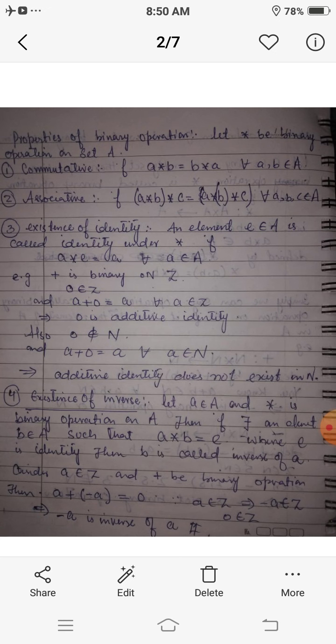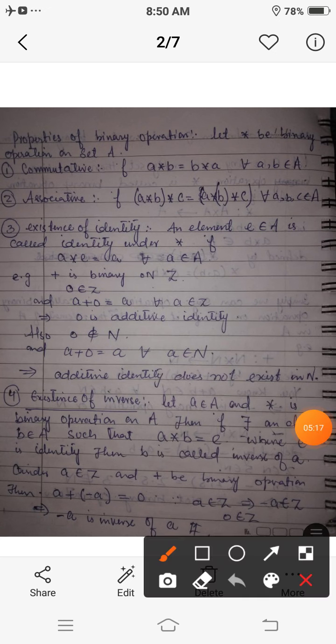Now what are the properties of a binary operation? The first one is commutative. If star is a binary operation on set A, then star is called commutative if a star b equals b star a, like 5 plus 2 equals 2 plus 5. So this means that plus satisfies the commutative property, while if we consider the binary operation subtraction over R, it is not commutative.